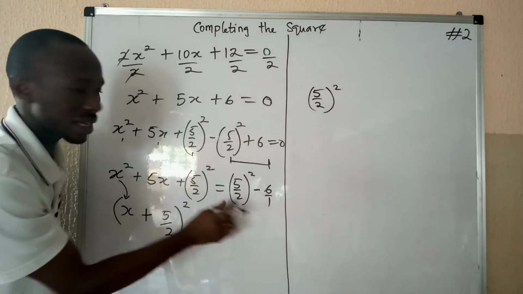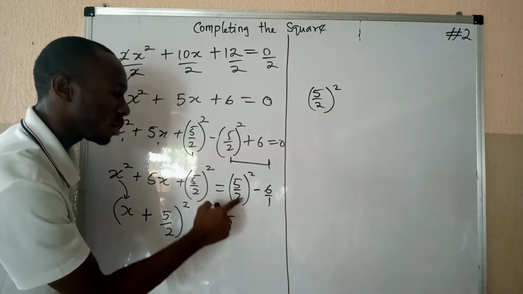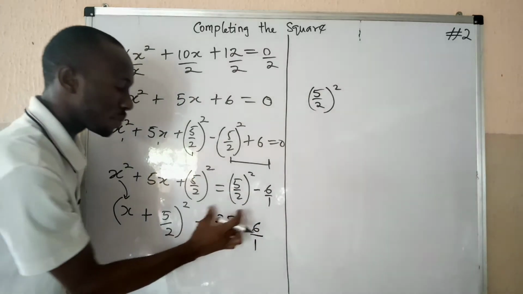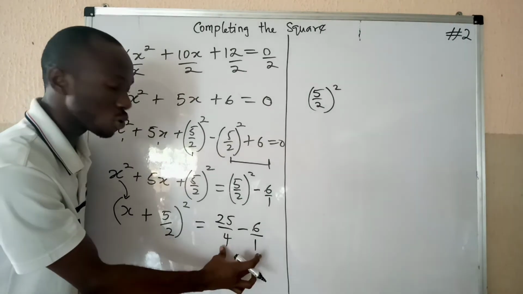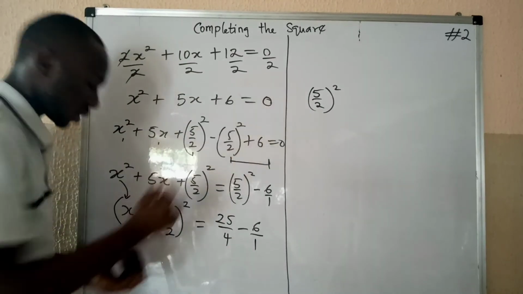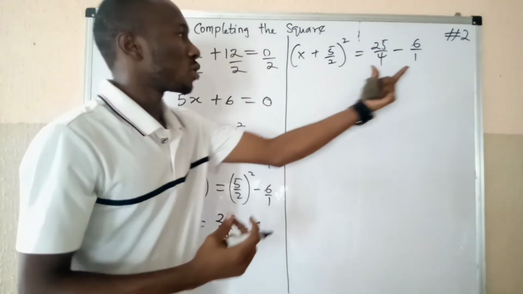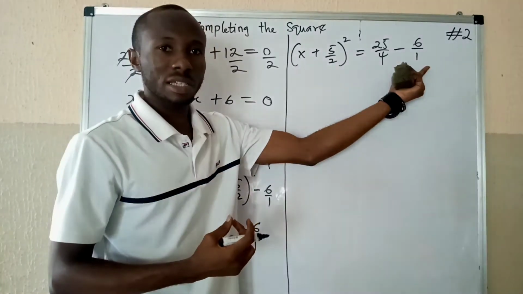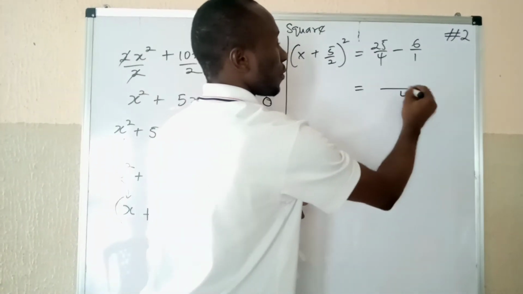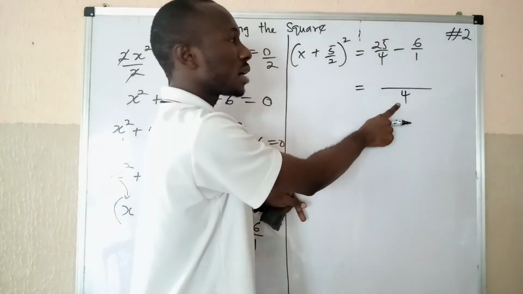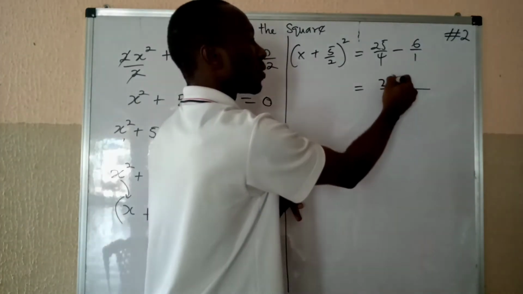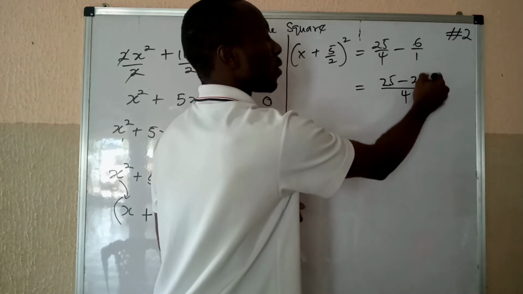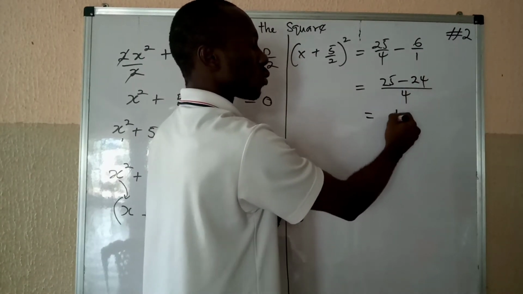We'll go over to the right hand side. 5 squared is 25. 2 squared is 4, minus 6 over 1. To simplify this, these are fractions, so we need to do the LCM. Now, we take the LCM of these 2 denominators, and the LCM of 4 and 1 is simply 4. So we have 4 here. 4 into 4 is 1, 1 times 25 is 25, minus 1 into 4 is 4, 4 times 6 is 24. 25 minus 24 is 1 upon 4.